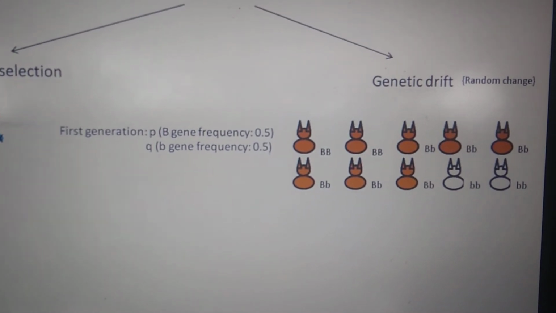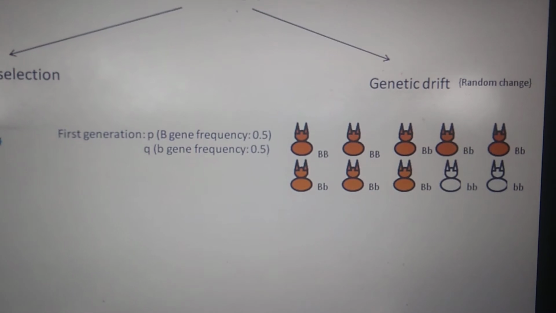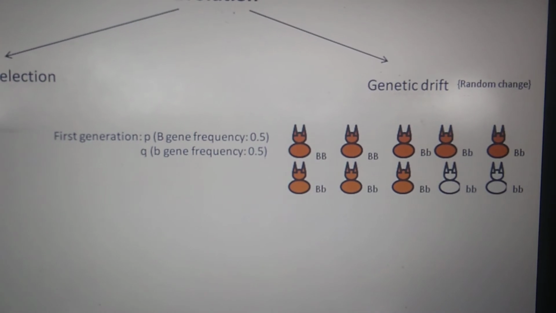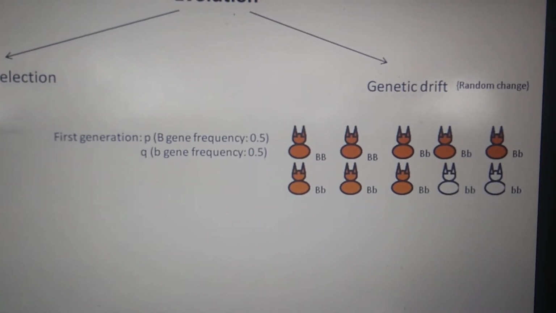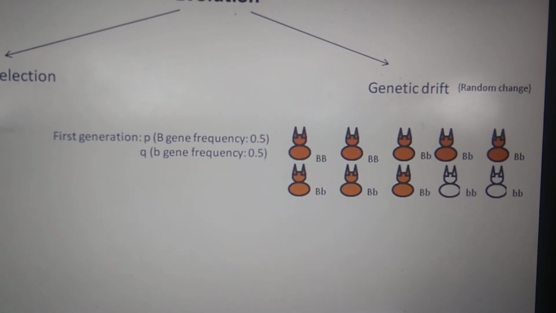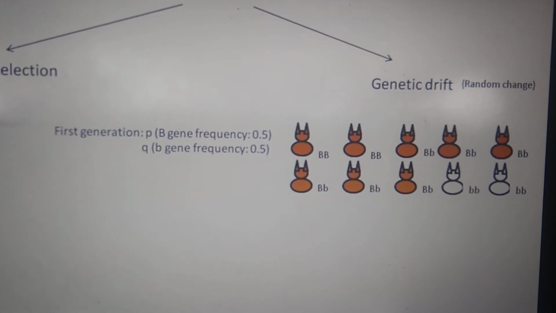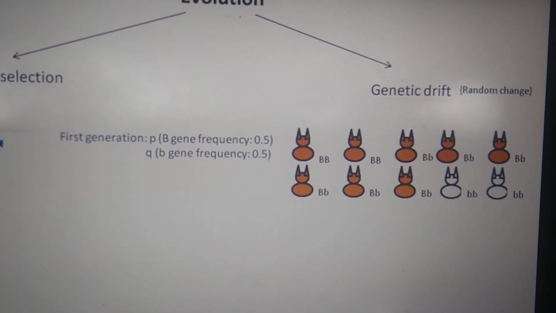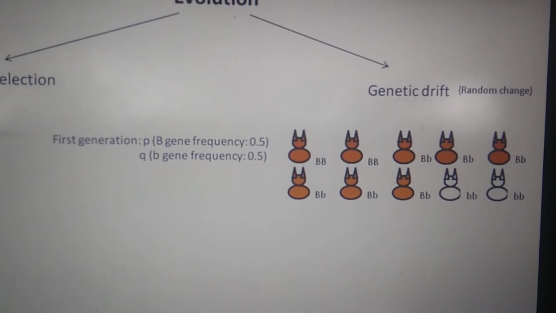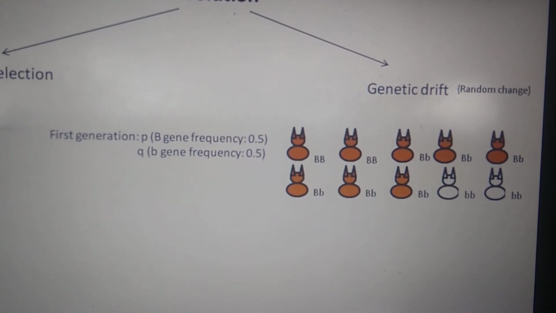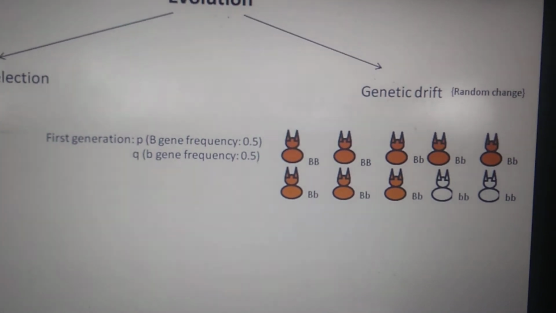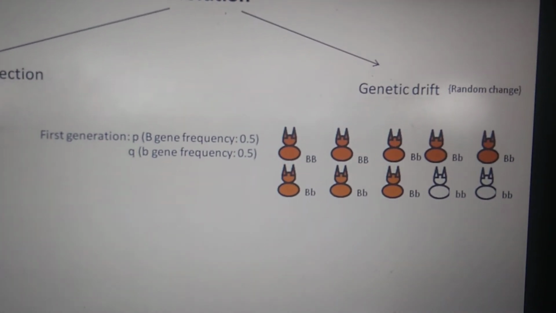So the frequency of the capital B allele, p, is equal to 0.5, and the frequency of the recessive allele, small b, q, is also 0.5. We know this from the Hardy-Weinberg equation that p plus q is equal to 1. So here it is evident from the picture also that there is an equal number of the capital B allele and small b allele present in this rabbit population.